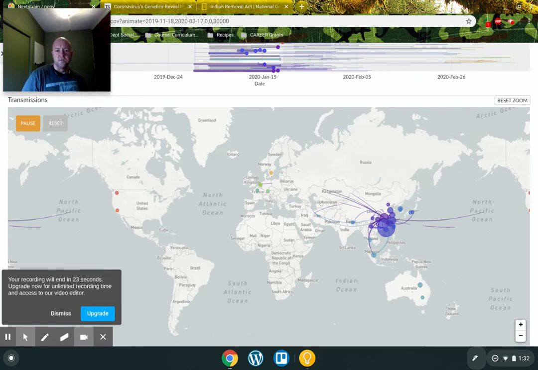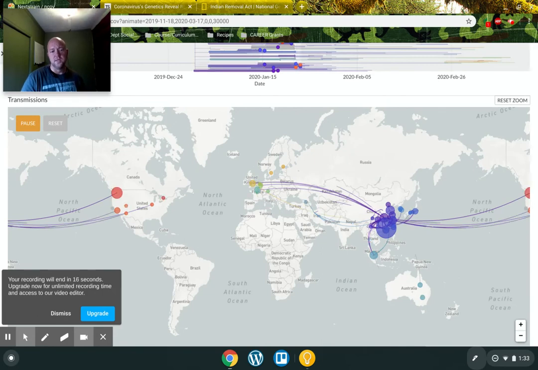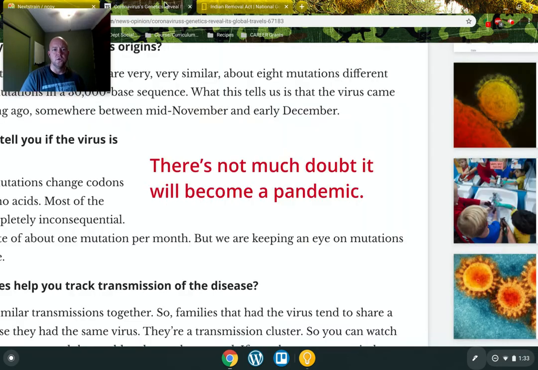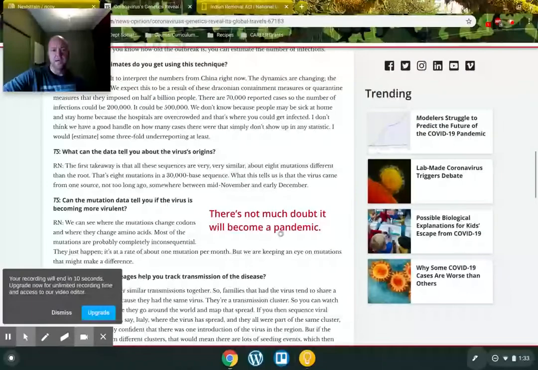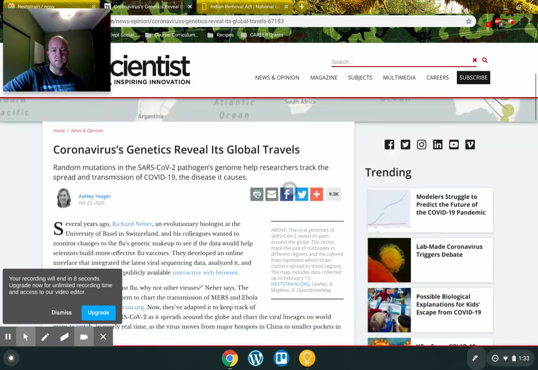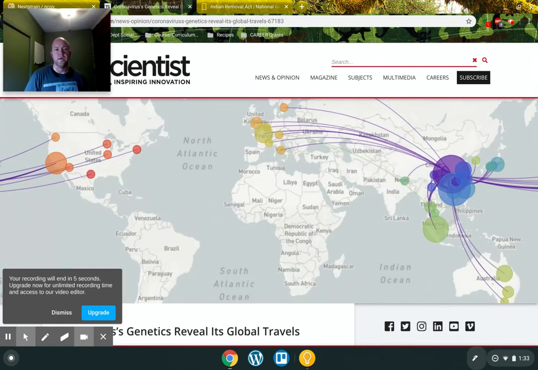But check this out. This is how you can use genetics, similar to what we're doing, to understand the outbreaks that are going on. And just know that they knew this was going to happen back in February. I'll put a link to this, and we'll talk more about this in the upcoming weeks.